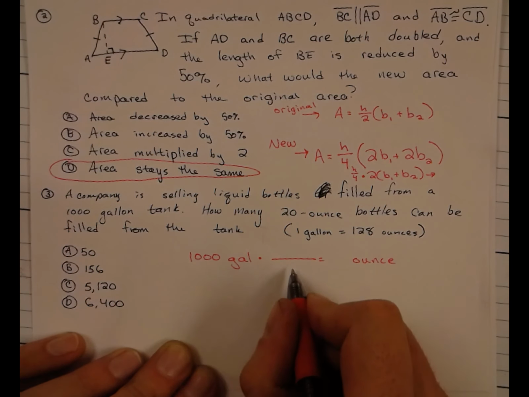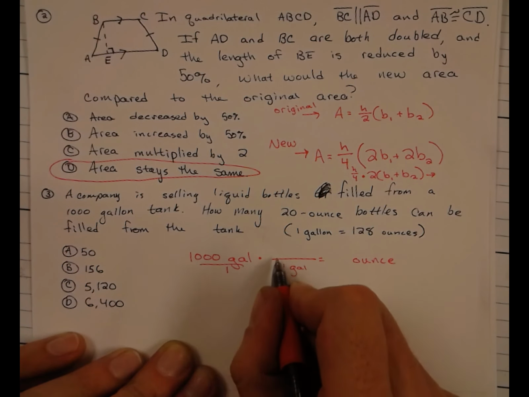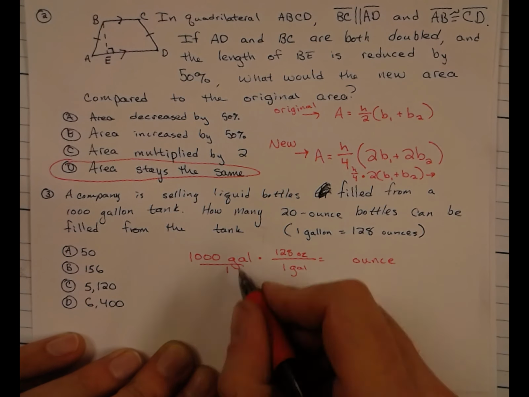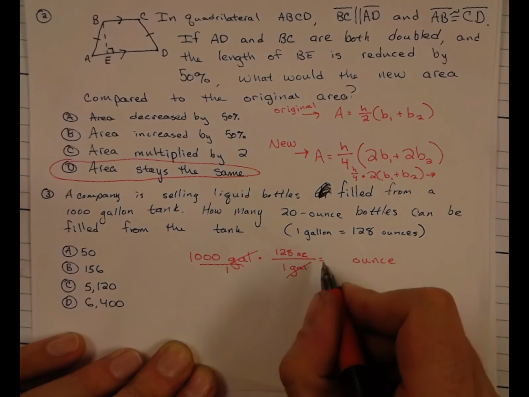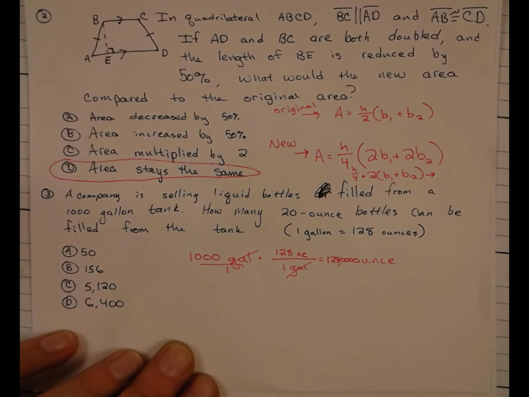And of course, we can do that by multiplying by the scale factor. I have gallon in the numerator, so I want gallon in the denominator to cancel out, and then 128 ounces in the numerator. Gallons cancel out. My units are now ounces, and 1,000 times 128. So that's how many ounces are in a 1,000.